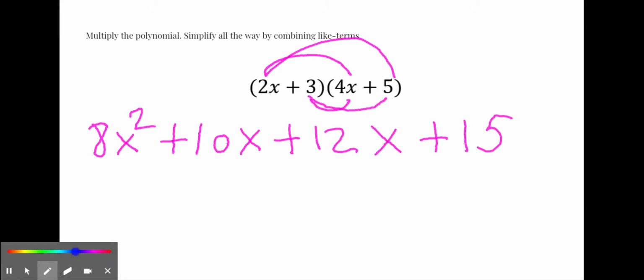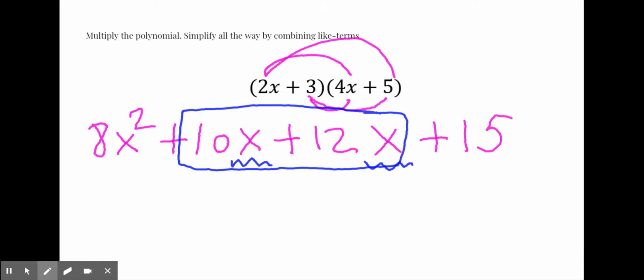The second goal from here is we want to combine any of our like terms. A like term is something that really has the same last name. So you're looking at the letter. If I'm looking here, this one has an x to the first power and this one has an x to the first power. These would be our like terms. 10x plus 12x to get 22x.